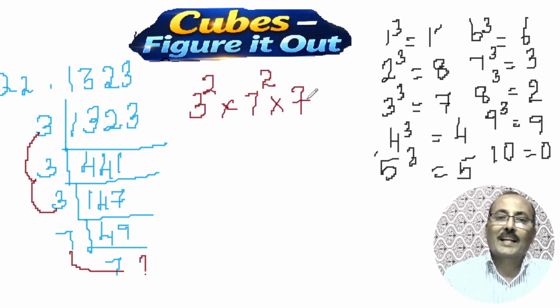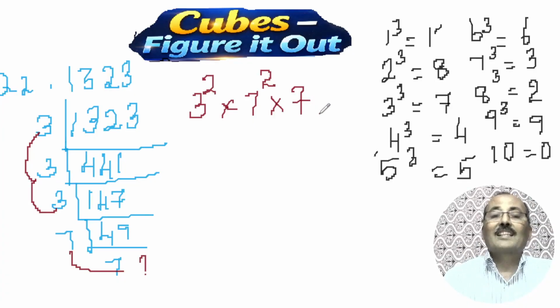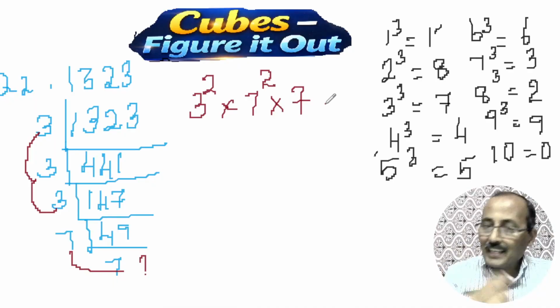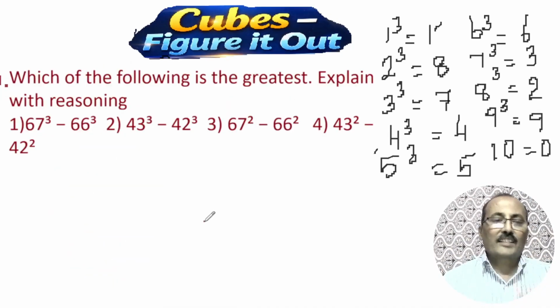Division, if they're asking, you divide it. Multiplication, if they're asking what has to be made, or sometimes only one number will be there, you have to multiply 2 7s, then it will become a perfect square. Are you clear with this logic? Very important concept.